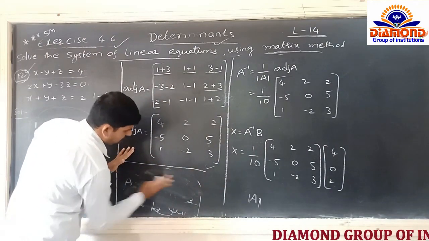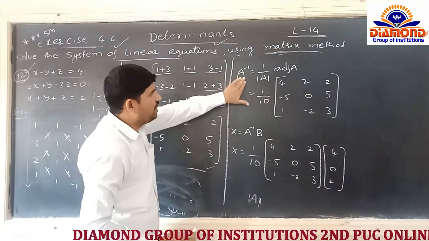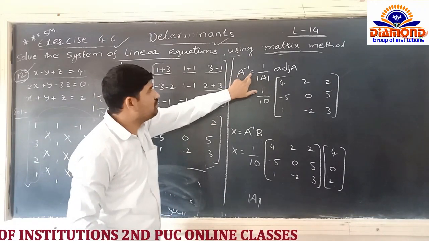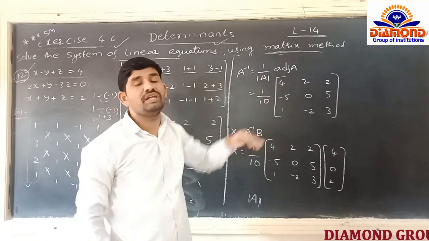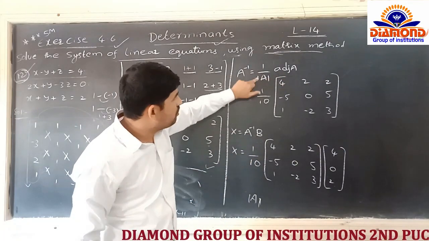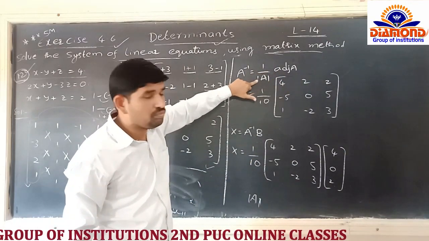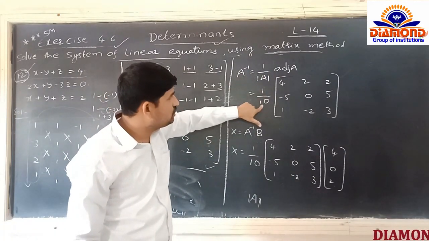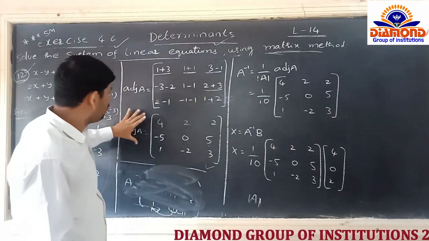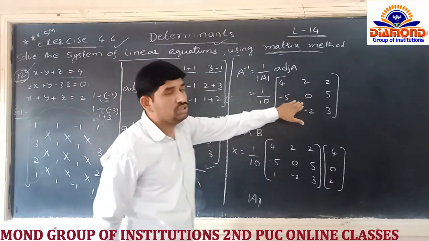Yes, we got the adjoint A. So now I will find the A inverse. A inverse is equal to what? 1 by determinant of A into adjoint A. This is the formula to find the inverse of a matrix. What is the determinant of A? We got that, it is 10. So we can replace that 10, and here we are replacing adjoint A.